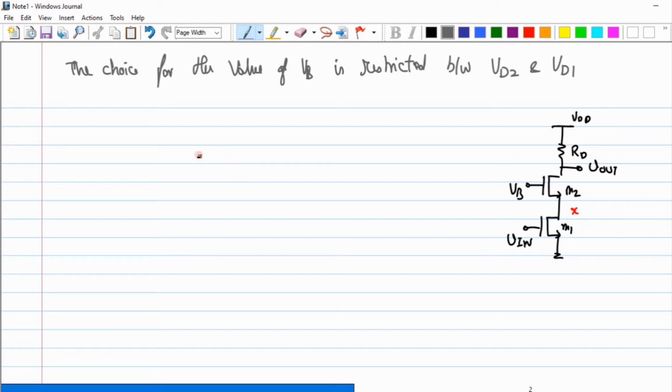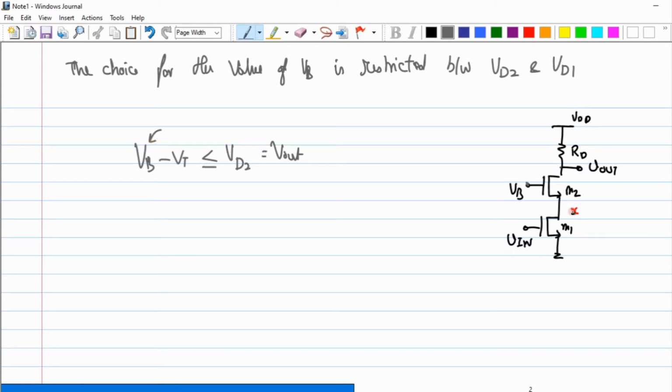What is the relation that I have between the gate of this M2 and the drain of this M2? In order to stay in the saturation regime, I have to make sure that VB minus VT is less than or equal to VD2, which is nothing but my V out.